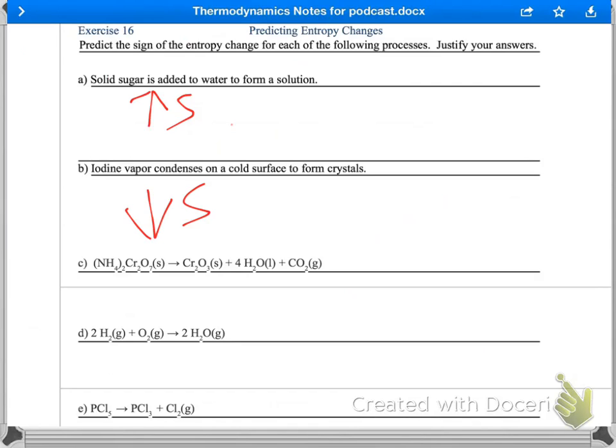If I do C, let me see. I'm going from a solid to a solid, a liquid, and a gas. My entropy is going to go way up. Here I have all gases, right? So I'm going from 2 moles of gas on the left with hydrogen 1 here, so that's 3, to 2 moles, excuse me, my entropy goes down. Here, I forgot to put in that these PCl5 and PCl3 are solids, so I'm going from a solid to a solid and a gas, making my entropy go up.